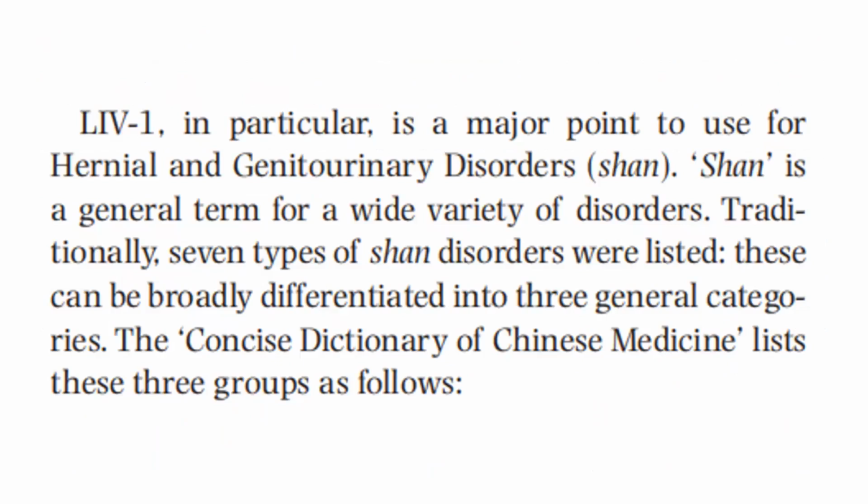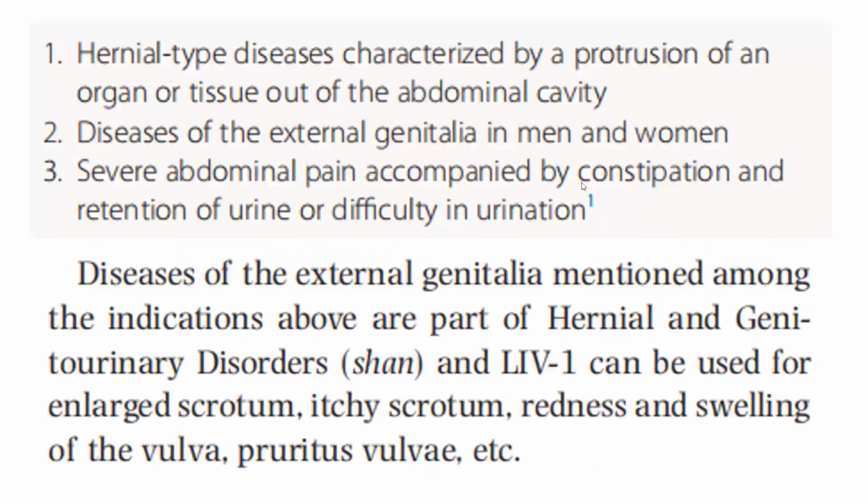Traditionally, seven types of Shan disorders were listed. These can be broadly differentiated into three general categories. The Concise Dictionary of Chinese Medicine lists these three groups as follows. First, hernial type diseases characterized by a protrusion of an organ or tissue out of the abdominal cavity. Second, diseases of the external genitalia in men and women. Third, severe abdominal pain accompanied by constipation and retention of urine or difficulty in urination.